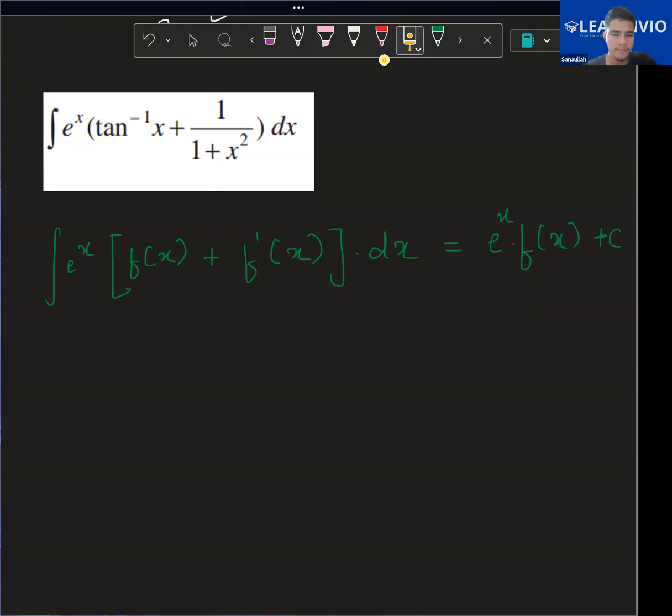And x squared plus 1, okay, you have x squared plus 1.